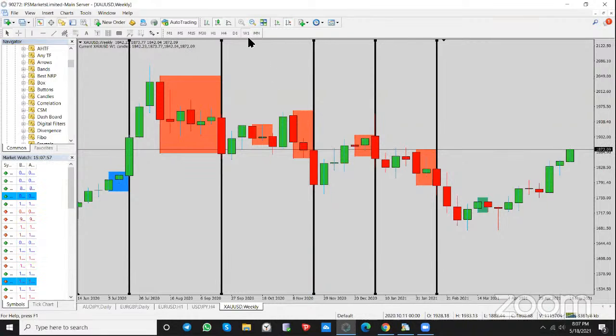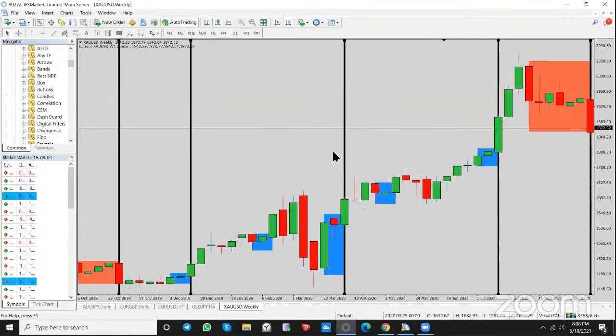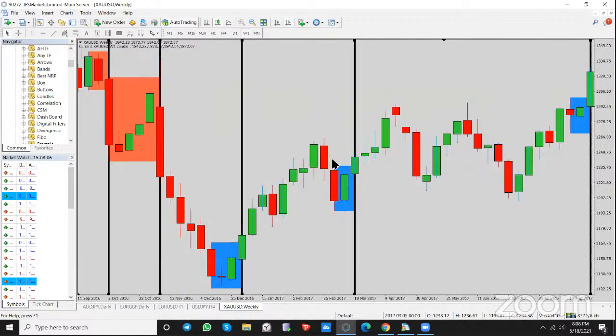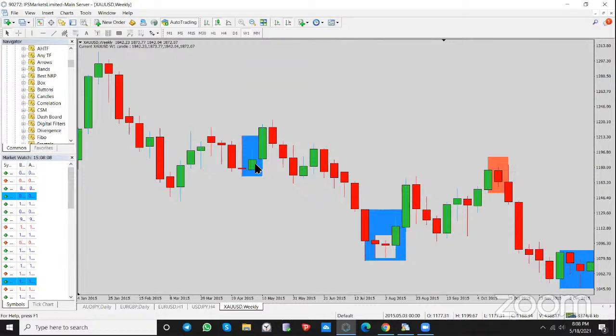Yeah, so the way I test is just to go to weekly time frame. Yes, I'm on the weekly time frame. Look at the inside bars. So just scroll back. So this is what you should be looking at, right? Yeah. So if it's a bullish breakout, then you will see a blue box. If it's a bearish breakout, you'll see a red box. And this is just to make it easier for you to backtest.